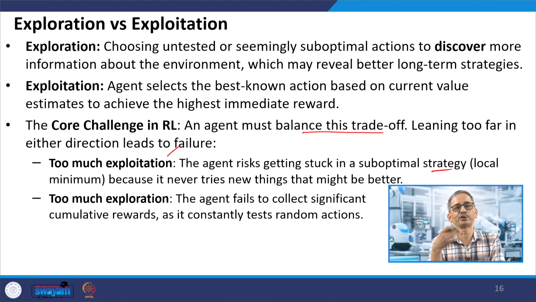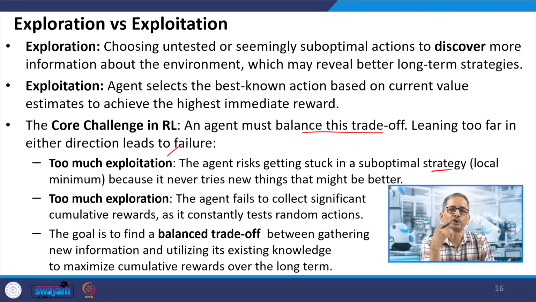And if it follows too much exploration, then naturally the agent fails to collect significant cumulative rewards, as it considerably tests random actions. So the goal here is to find a balanced trade-off between gathering new information and utilizing the existing knowledge. Getting new information comes from the exploration and utilizing existing knowledge comes from the exploitation, to maximize the cumulative reward over the long term.